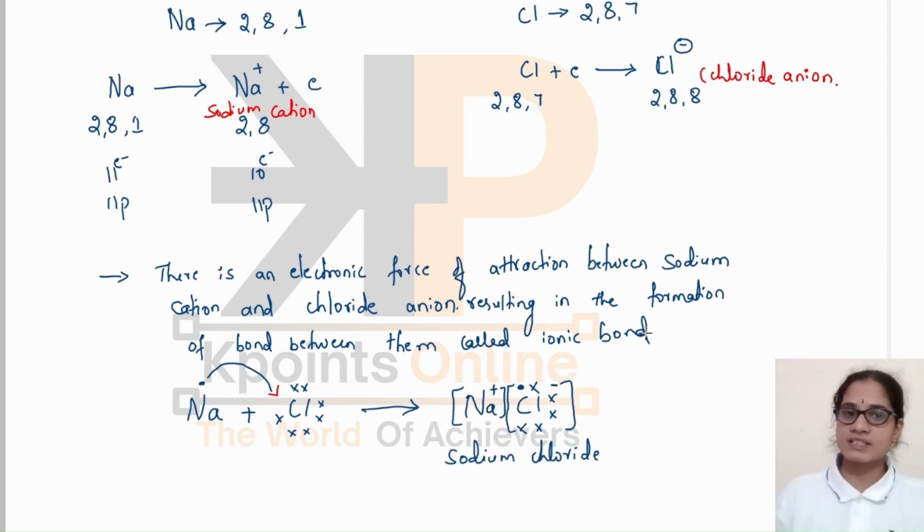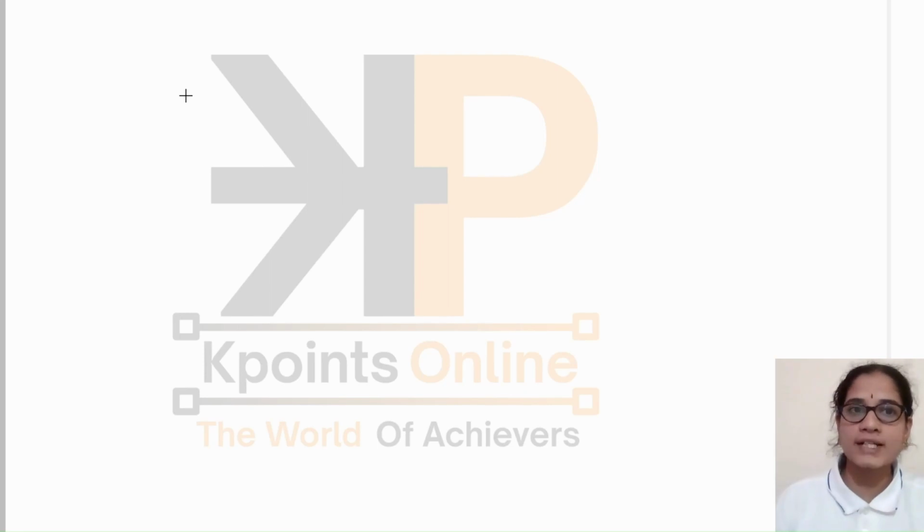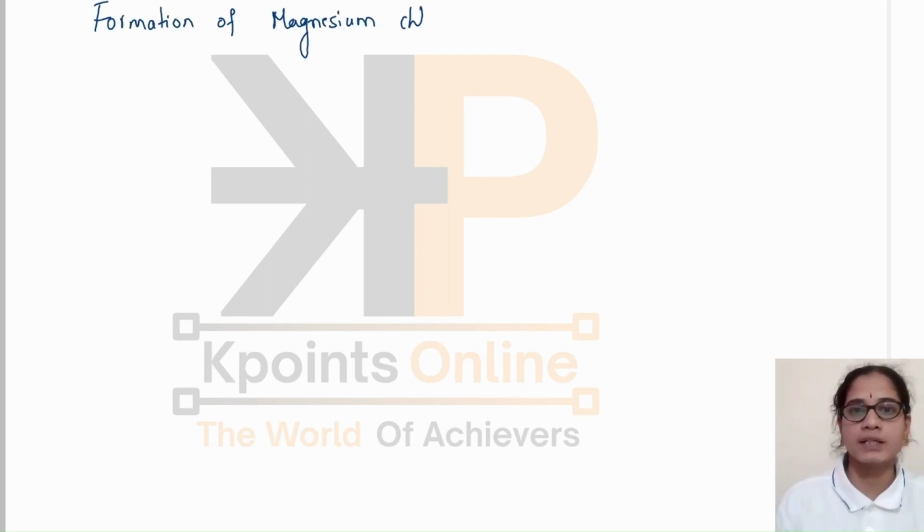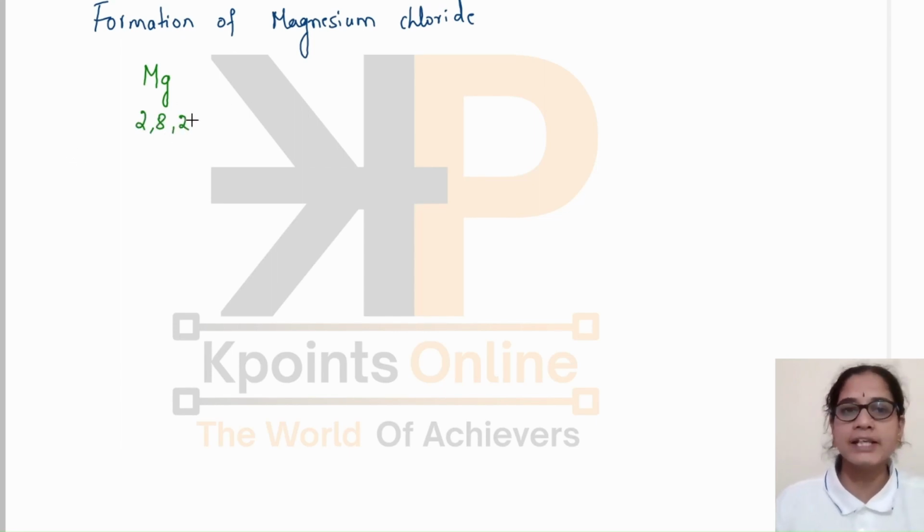Let us see one more example of the formation of an ionic compound: how magnesium chloride is formed. First, let us write the electronic configuration of magnesium and chlorine. Magnesium has electronic configuration 2,8,2, which means it easily donates 2 electrons to form magnesium cation. Why does it have a plus 2 charge here? As it has lost 2 electrons, it has got a plus 2 charge.